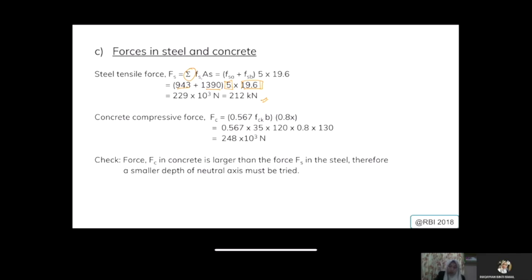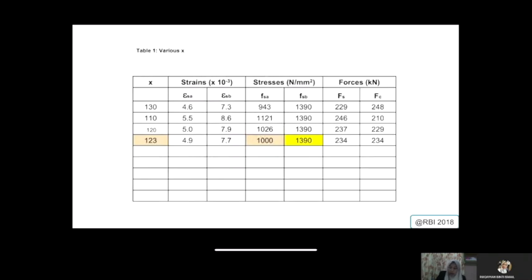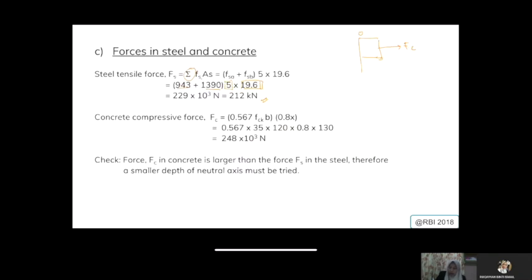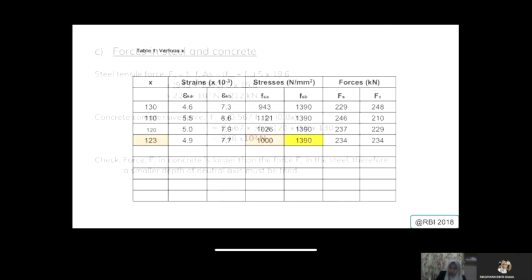How about the total compressive force? The total compressive force is very straightforward, because you know that this is your force, and you know the limit of your stress, FCD is equal to 0.567 FCK. This is your B, and this is your 0.8x. So you multiply all these values.